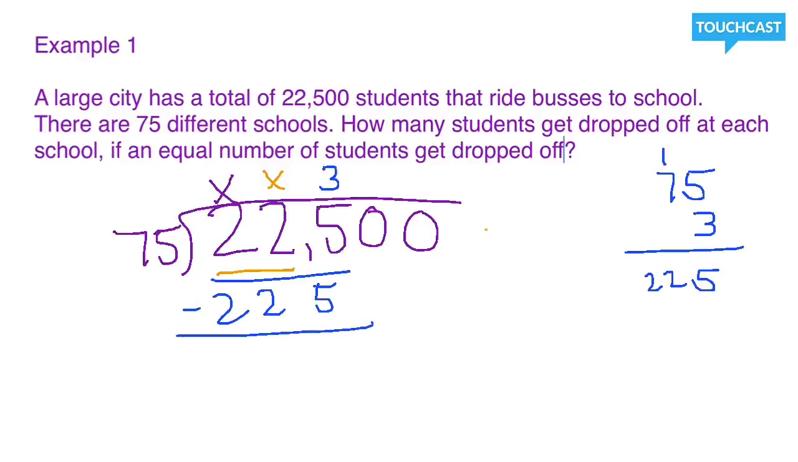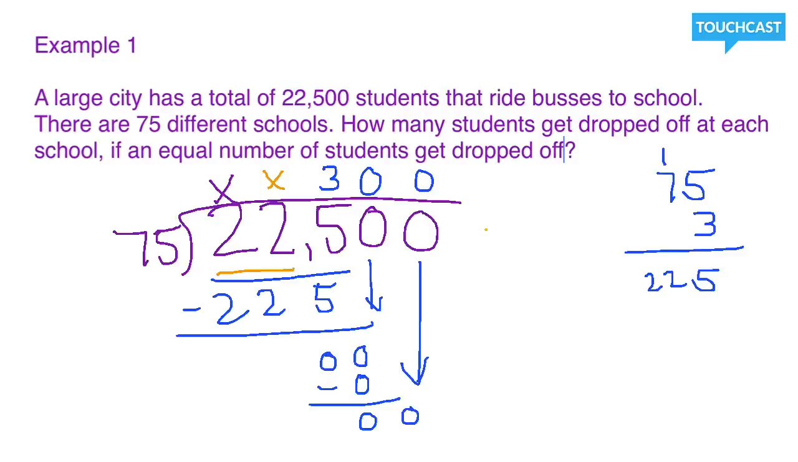225 minus 225 is 0. Bring down my 0. 75 goes into 0 0 times. 0 times 75 is 0. Subtract 0. Bring down. I'm going to do the same thing here. 75 goes into 0 0 times. 0 times 75 is 0. Subtract. Ran out of room, but I have nothing left over. So this is telling me that 300 students get dropped off at each of the 75 schools.